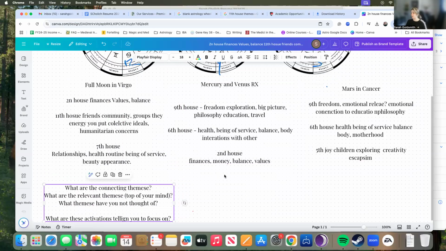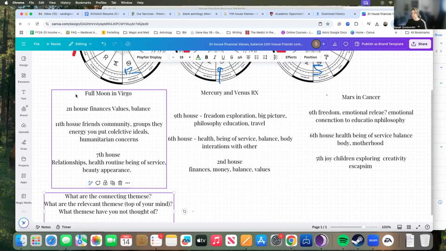So the connecting themes, I already kind of talked about this, like health, being of service, and rebalancing some of that stuff. So this full moon in Virgo, because it is an eclipse, it's clear to me that a new chapter is turning on my finances, my social and community groups, and my relationships. I just got news about my job where my job is changing. I have no idea what it will be. I work for the government of Canada, and that whole process is interesting where you have to wait.